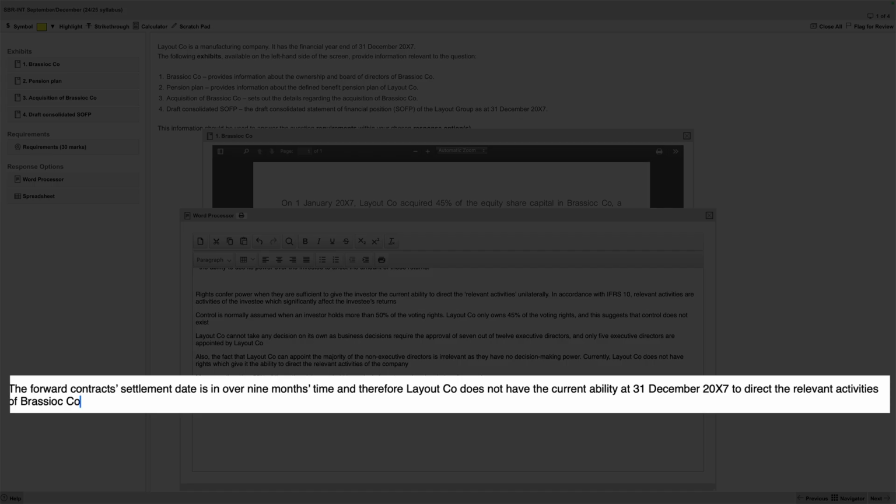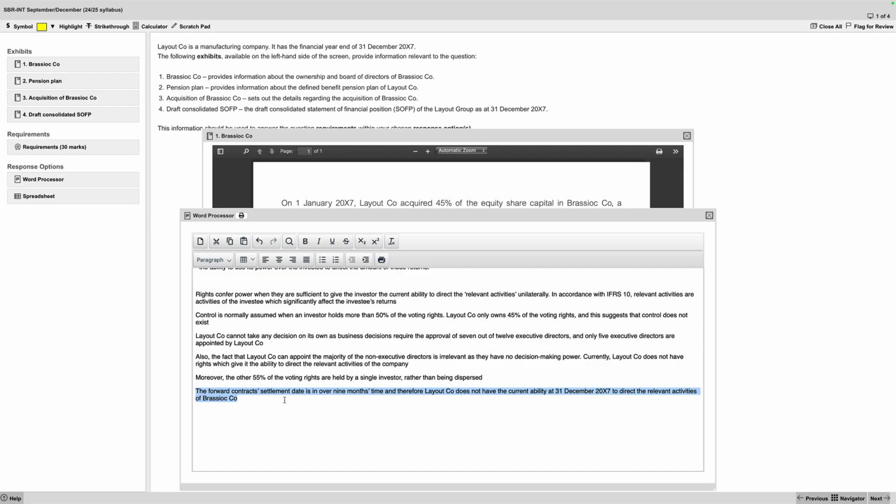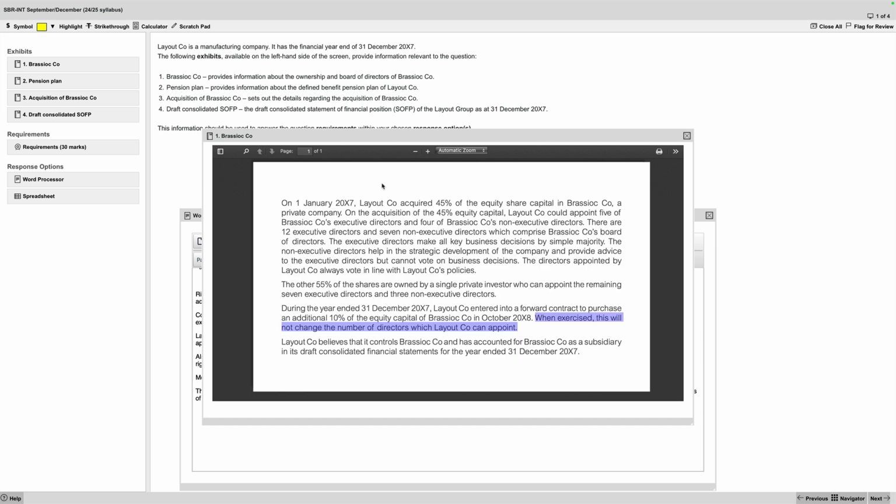So in the examiner's words, the forward contract settlement date is in 9 months' time, and therefore we don't have the current ability to direct the relevant activities of Brassillon. And you could put, and even if we did, it can't change the numbers. So that's it. We've looked at the whole scenario. Layout believes that Brassillon is accounted for as a subsidiary because it controls it, and obviously they don't control it.